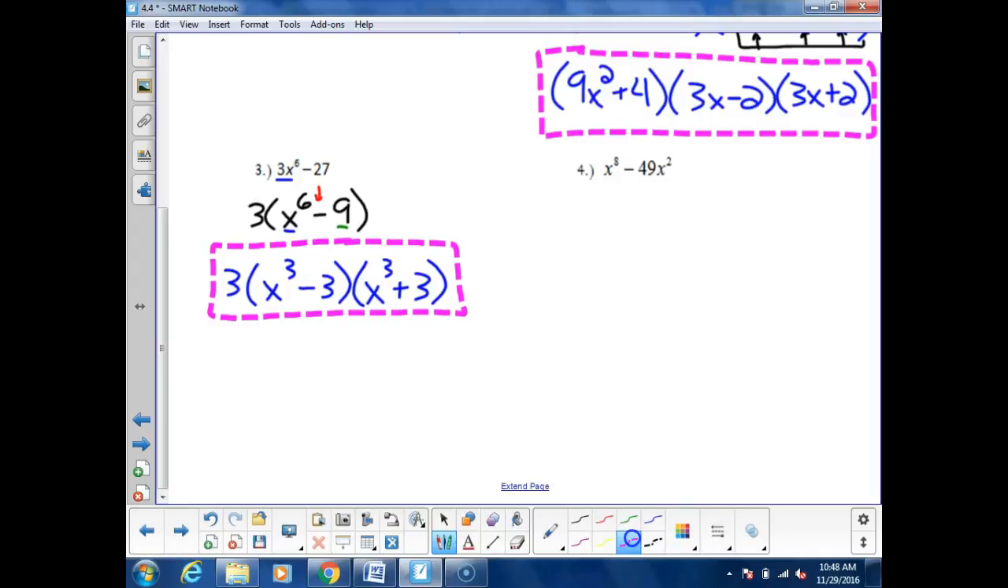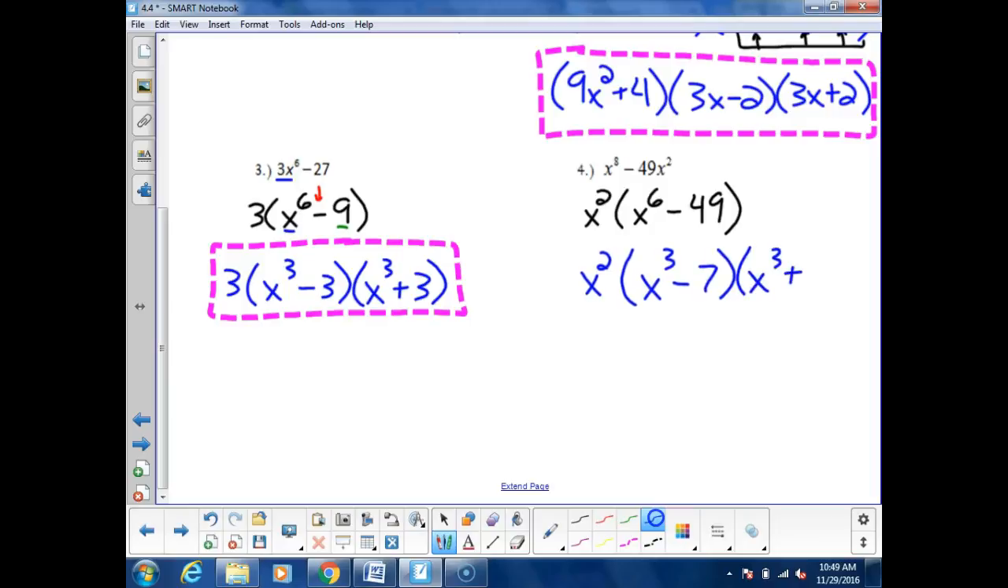Here, I have perfect squares, but on top of that, I also have a greatest common factor of x squared. So I'm going to do that first, because the first thing that you should always do is GCF. So then this becomes x to the sixth minus 49. So then the x squared comes along for the ride. X cubed minus 7, x cubed plus 7 is your final answer.